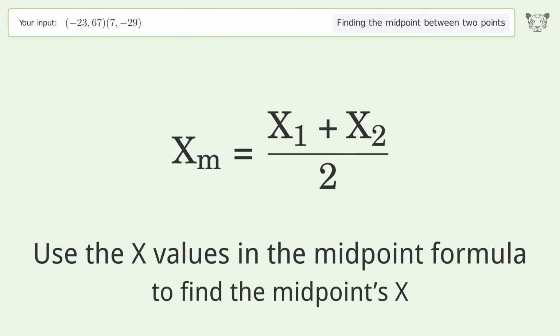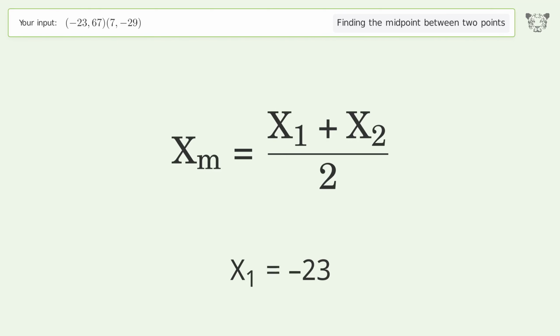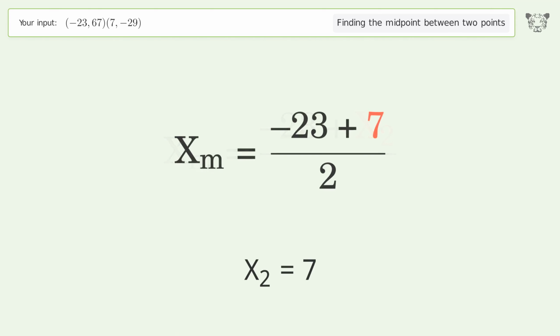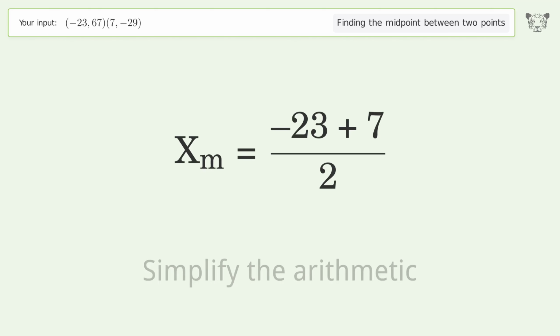Use the x values in the midpoint formula to find the midpoint's x. x1 equals -23. x2 equals 7. Simplify the arithmetic.